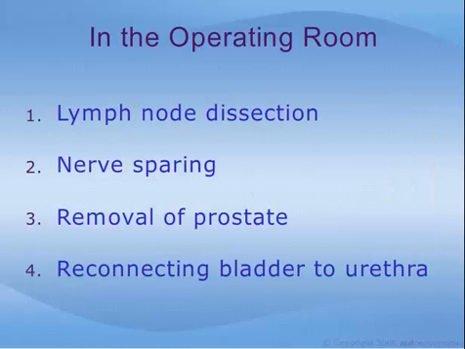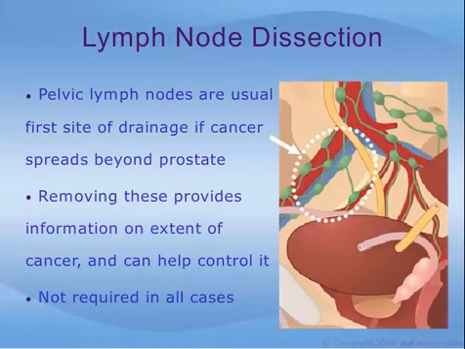Once the surgical space is accessed, there are 4 main steps of the operation that may follow: lymph node dissection, nerve sparing, removal of the prostate, and reconnecting the bladder to the urethra. The pelvic lymph nodes are the usual first site of drainage if cancer spreads beyond the prostate. Removing these provides information on the extent of cancer and can help control it. It is important to understand that a formal lymph node dissection is not required in all cases, and individual situations and surgeon preferences may vary.